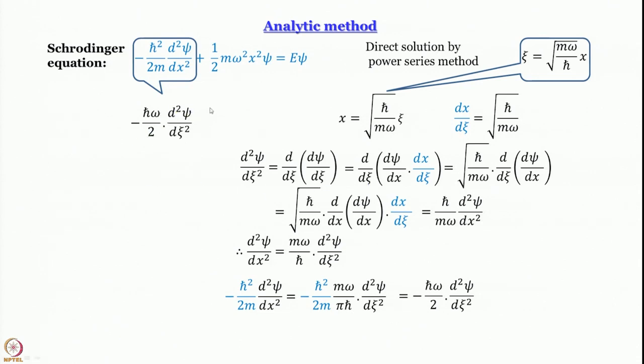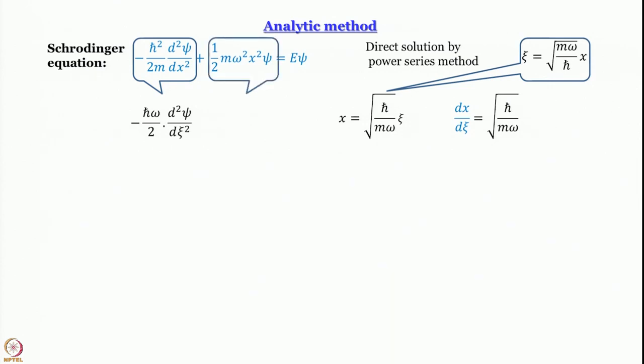So, we have worked out the first term on the left hand side of the Schrodinger equation in terms of not x but ξ. Now, let us work out the second term. This is much more straightforward because all we have to do here is that instead of x², we have to write the term in ξ², and that is very easy.